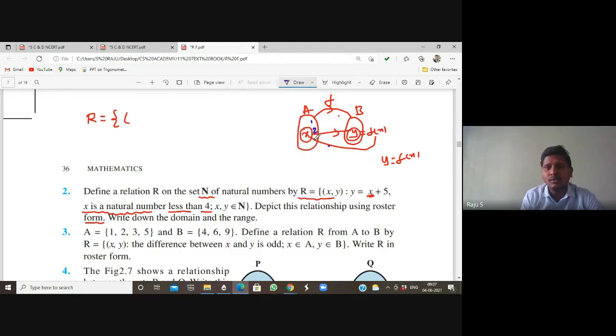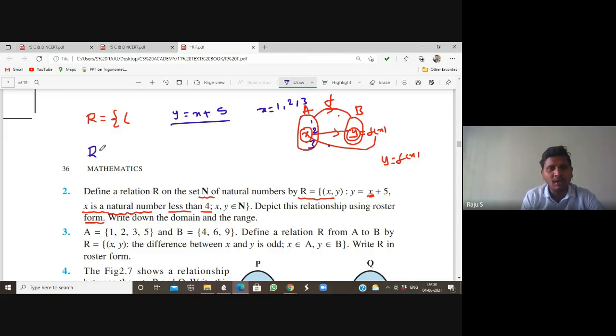1, 2, 3 alone. Then we have to write according to the condition. See, they clearly gave y is equal to x plus 5. So what are the possible x values here? 1, 2, 3 alone. So 1, 2, 3 are natural numbers, and these are less than 4.